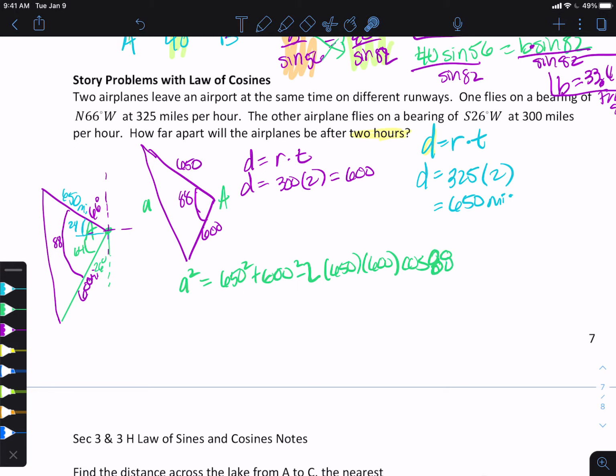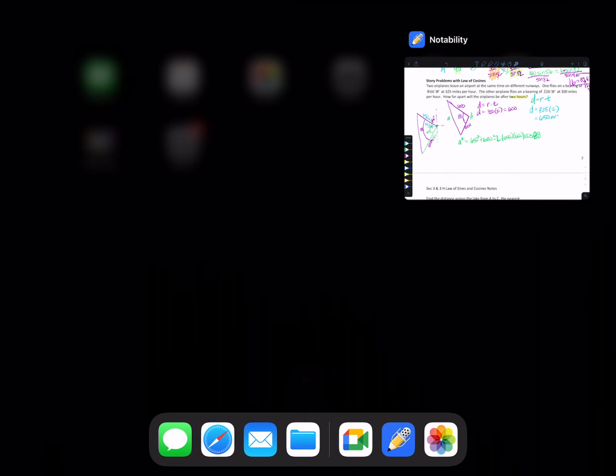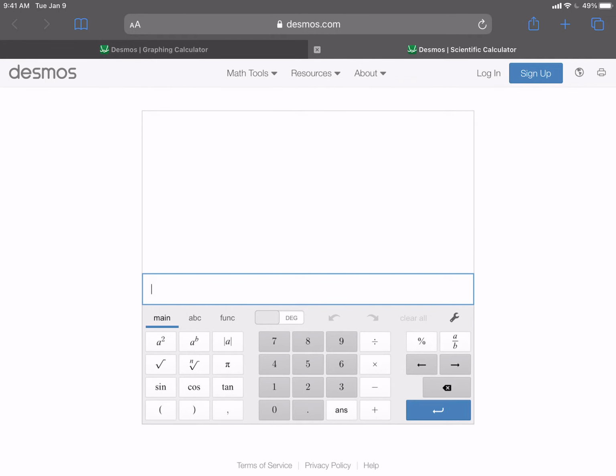We're solving for A, so I can put this entire thing in the calculator. You can use the Desmos scientific calculator, or the graphing one, either one is fine. But this one has the second answer button. So 650 squared plus 600 squared, minus 2 times 650 times 600.